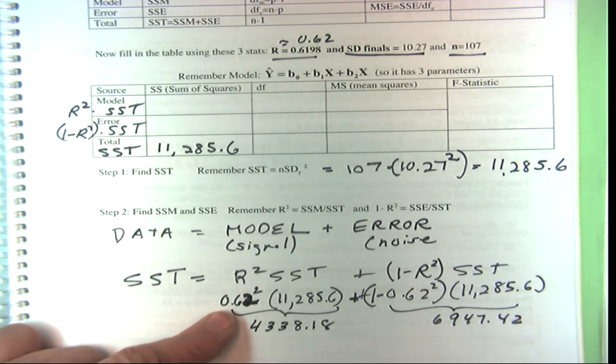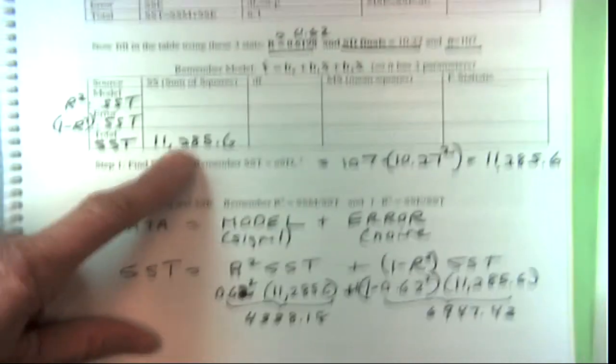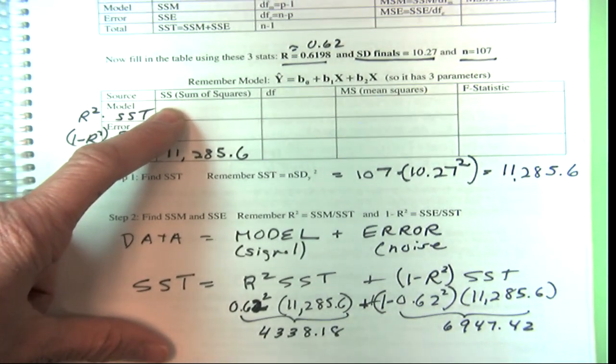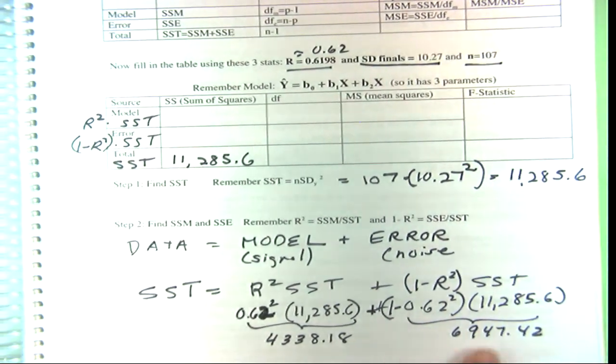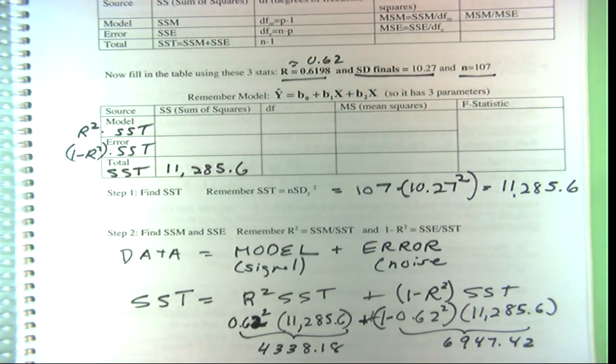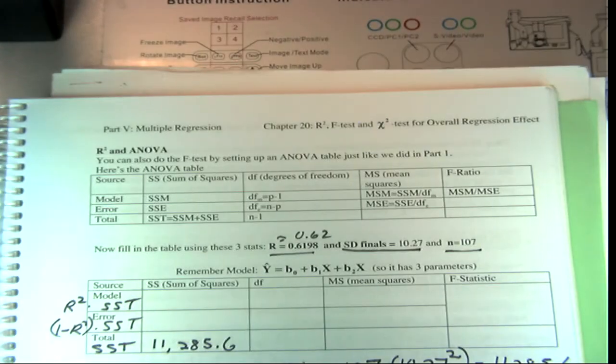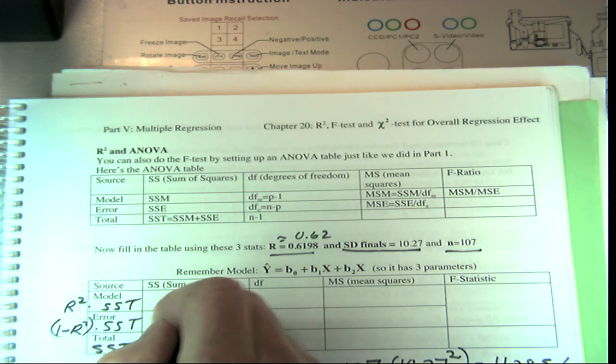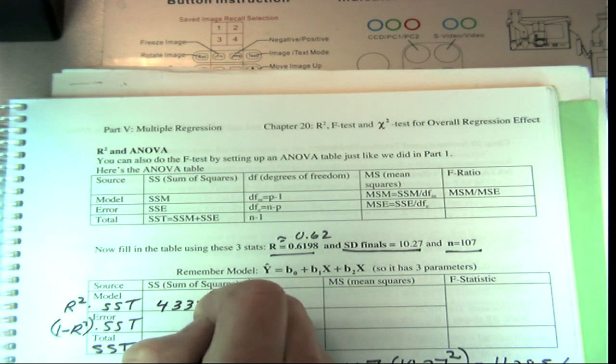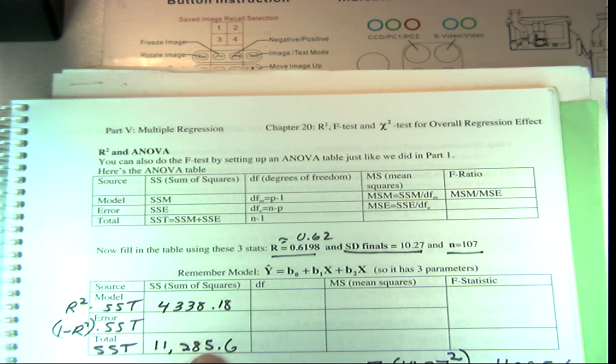When you square r, you get about 38%. So 38% of this is explained by the model, and 62% is left in the errors. So let's fill that in here. This is 4,338.18. They have to add up to that.